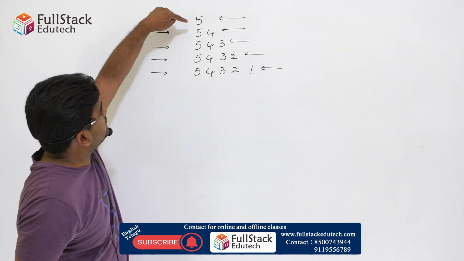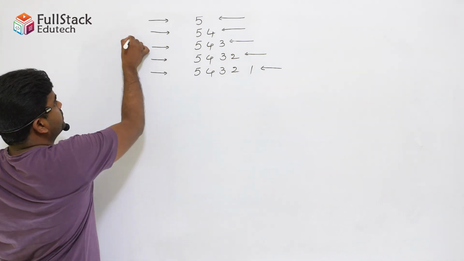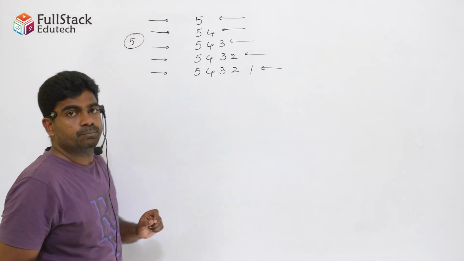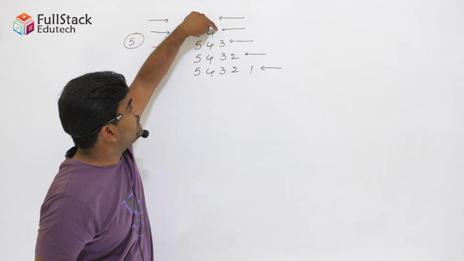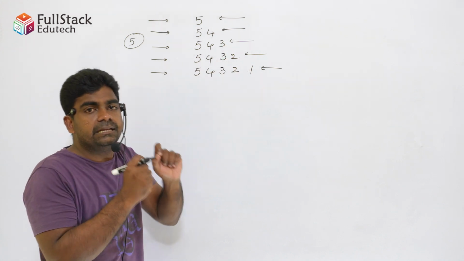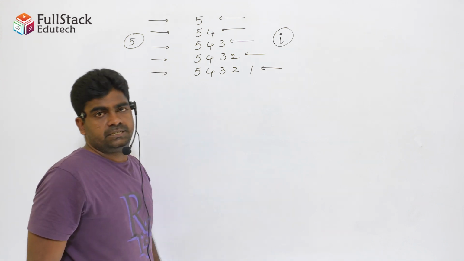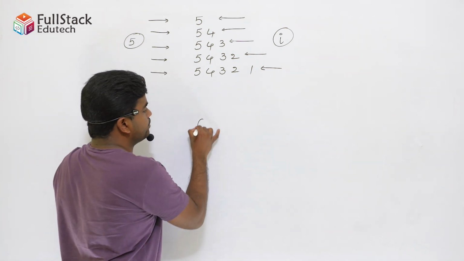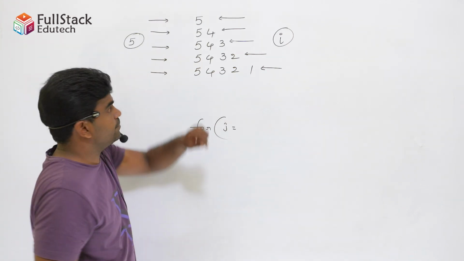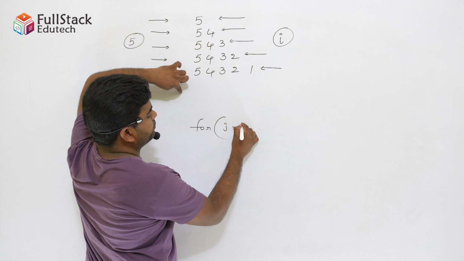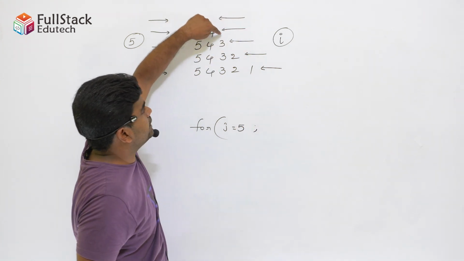Here, each row starts with the constant value, that is 5. Each row starts with 5, but each row is not ending with the same value. It is a different value. That different value you have to collect into one variable first. Whenever you are printing using that inner loop, each row starts with 5 and each row ends with a different value.